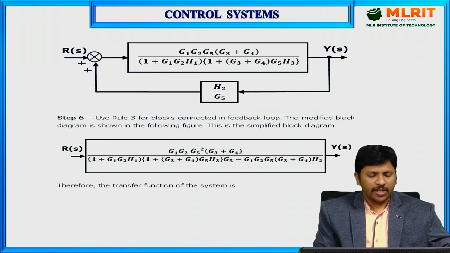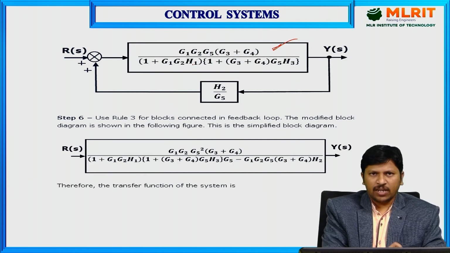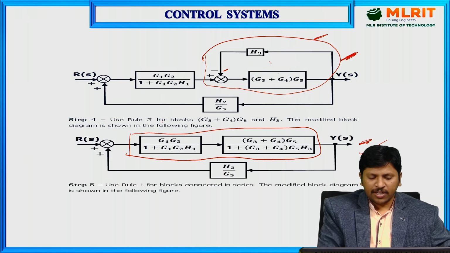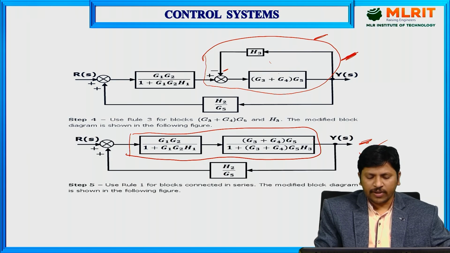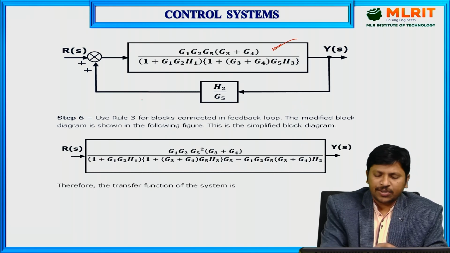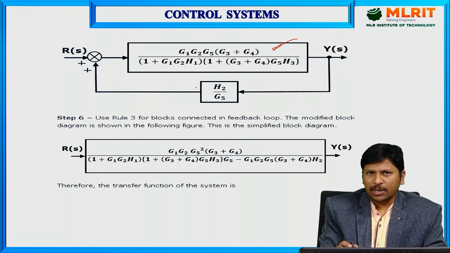Just observe here, multiplying these two block values, finally we get this value: G1 G2 G5 of G3 plus G4 divided by 1 plus G1 G2 H1 of 1 plus G3 plus G4 and G5 H3. This is the value after eliminating this cascade block, right? Again observe this block diagram: is there any rule applicable for this elimination?